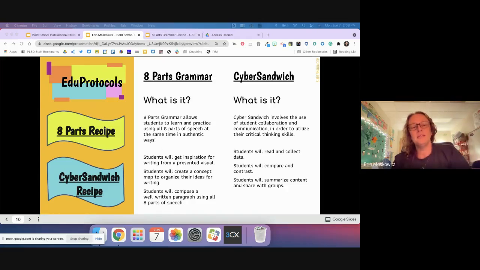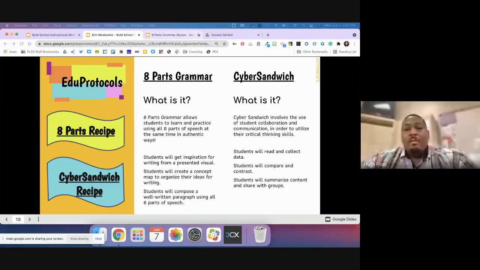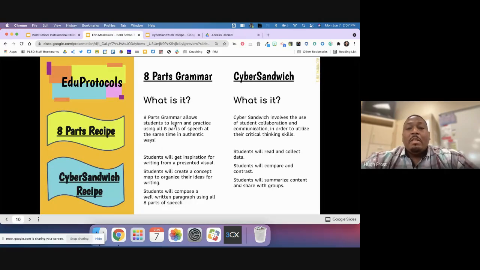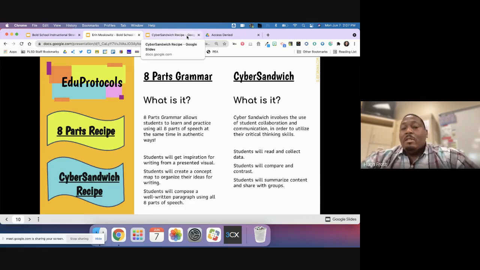Yeah, and the recipes for both of our Edu protocols are linked there on the left, the recipe cards. And so the other one we talked about was the cyber sandwich. So what is it? The cyber sandwich involves the use of student collaboration and communication in order to utilize their critical thinking skills. So through all this, we want to tap into getting students to think a little bit more deeply on their particular subject. So how will that look?